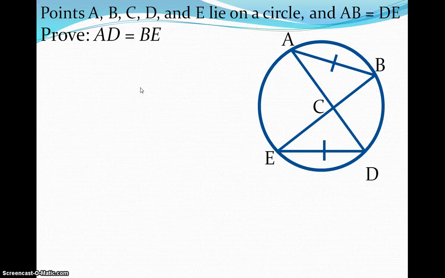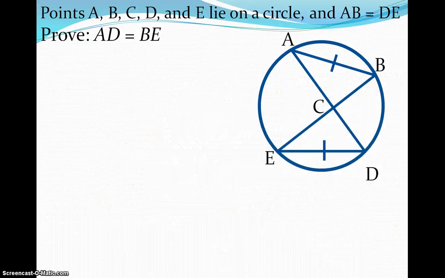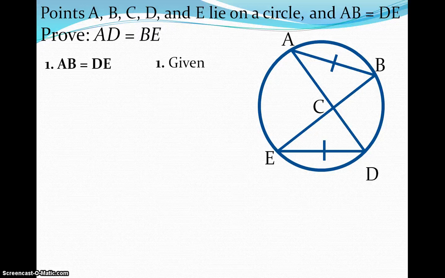Hopefully, of course, you're able to think right away that I should always start with my givens. I'm going to start with AB is equal to DE, and I know that that is given. A hint for you is that here's my chord AB, which is equal to my chord DE. What theorem did we use prior to that to maybe base some things off of that?